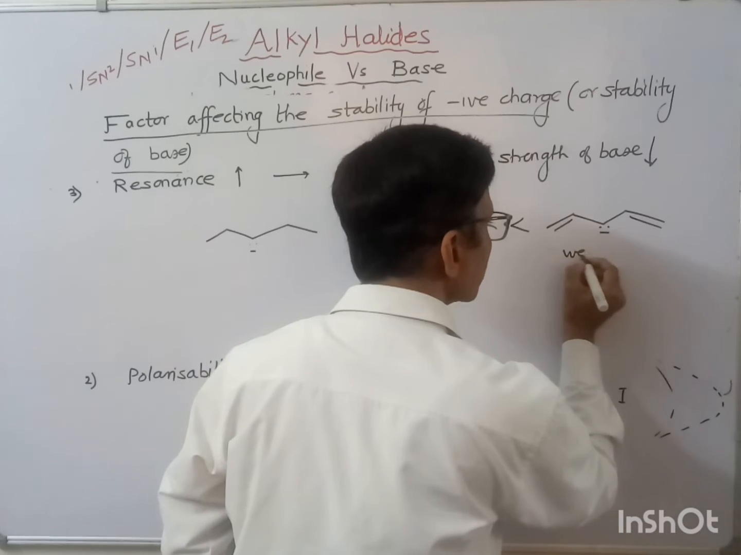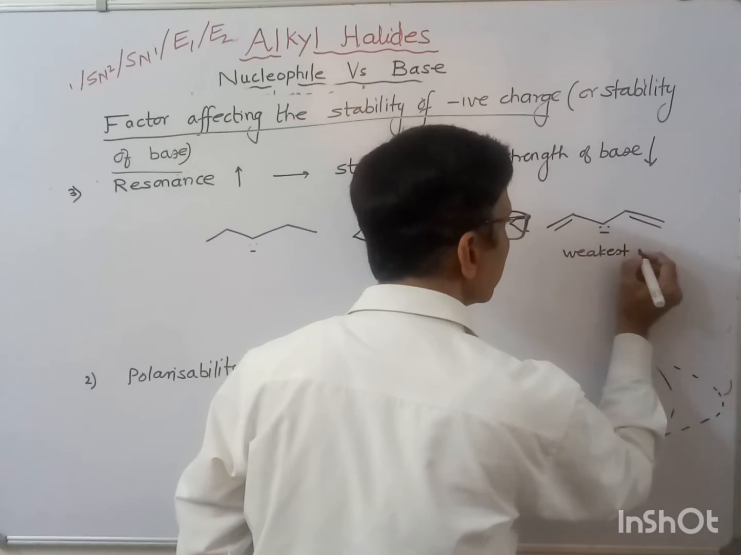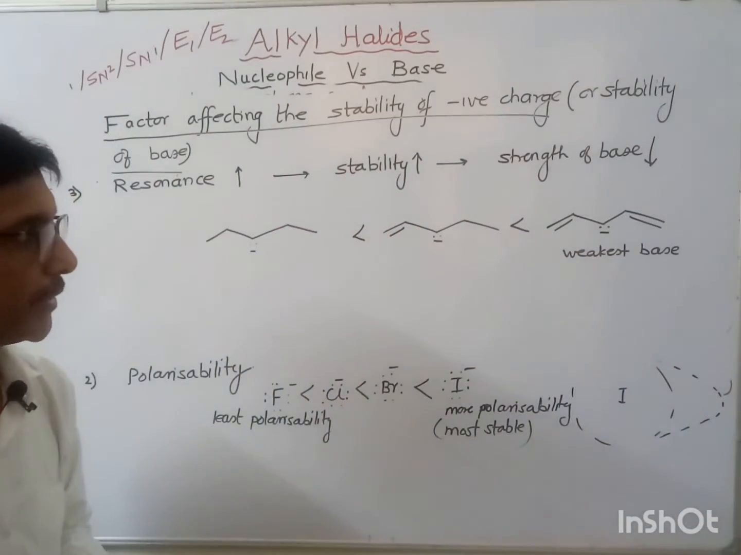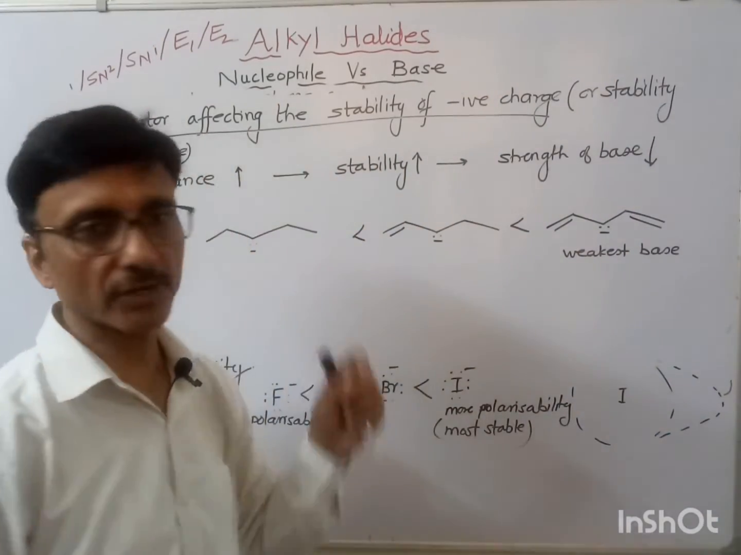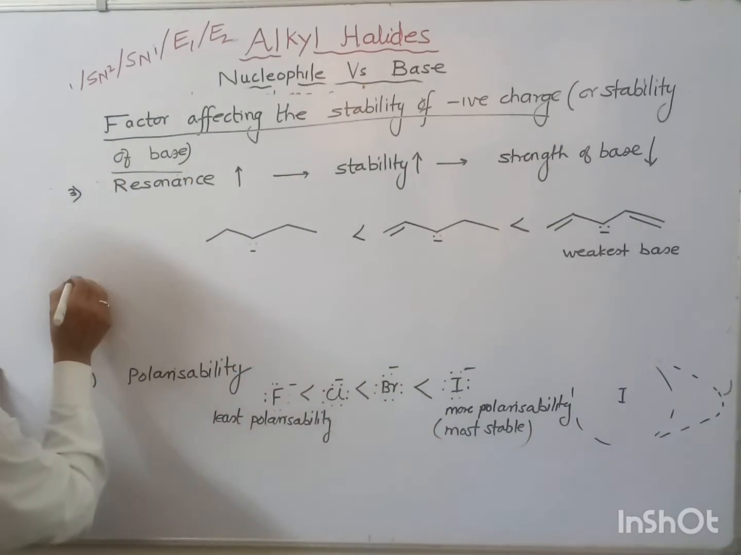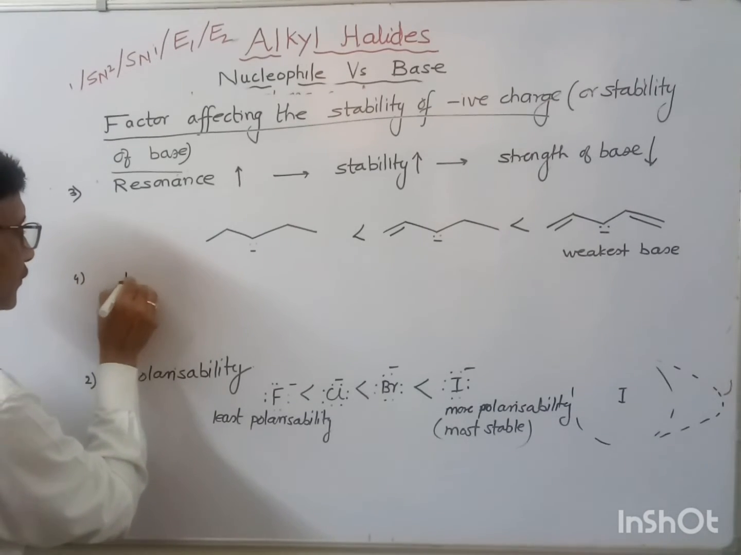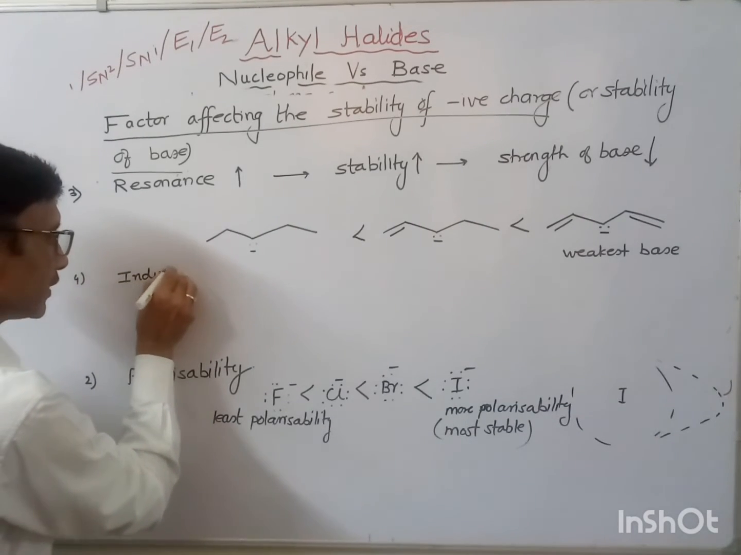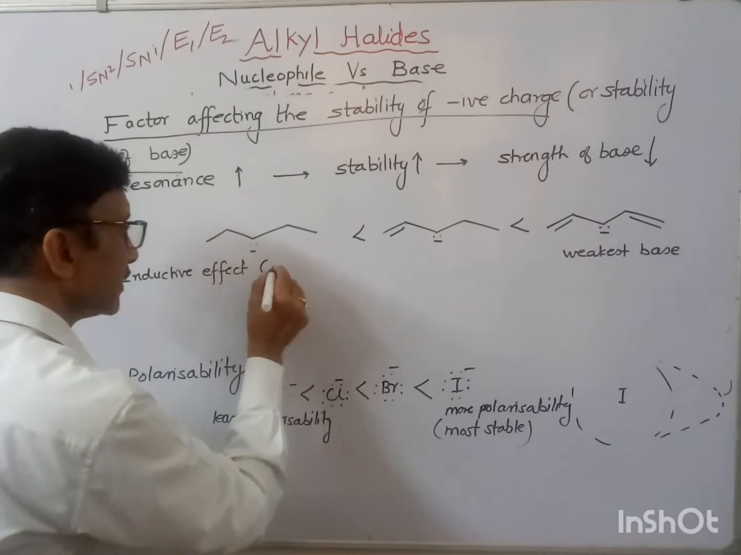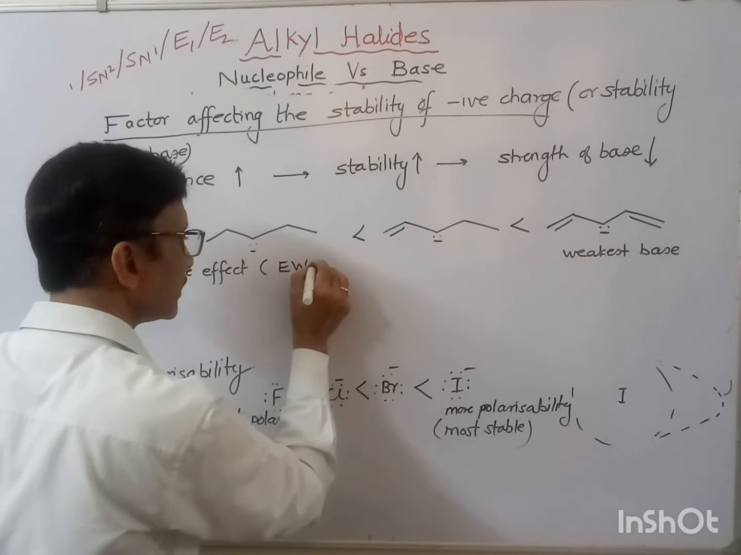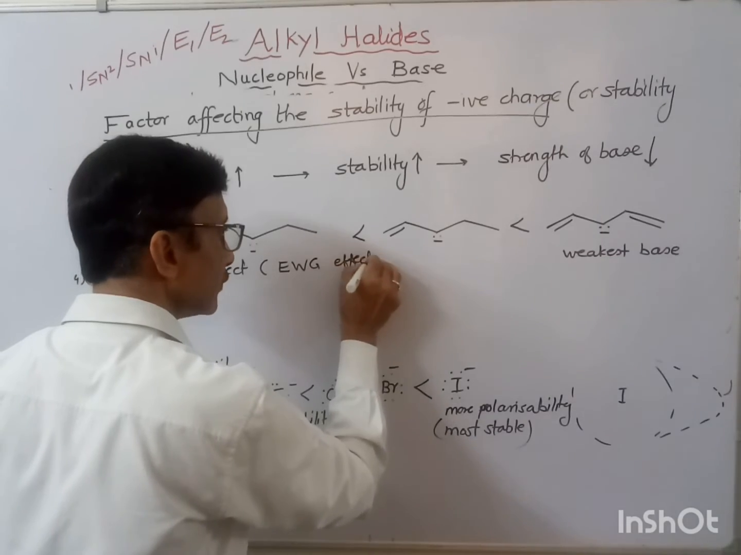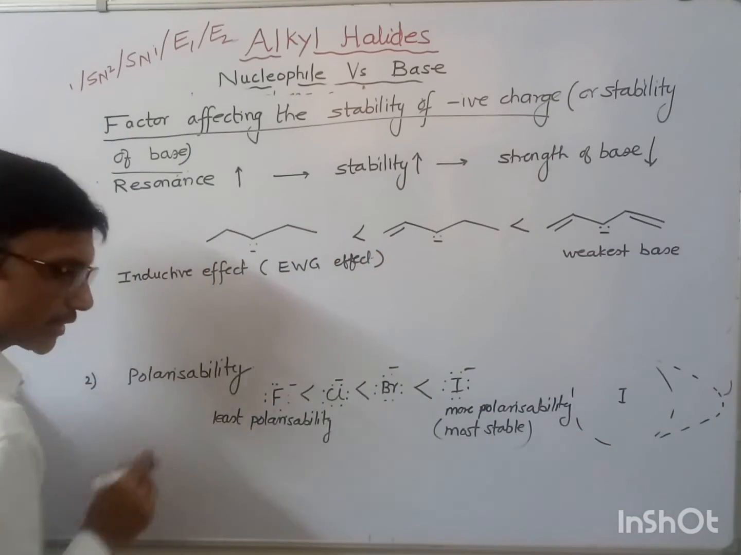Most stable means weakest base. This will act as the weakest base. It will not be able to donate its electron pair to the proton easily, but this can donate it. So another factor which can be written is the inductive effect, or we say the electron withdrawing group effect.